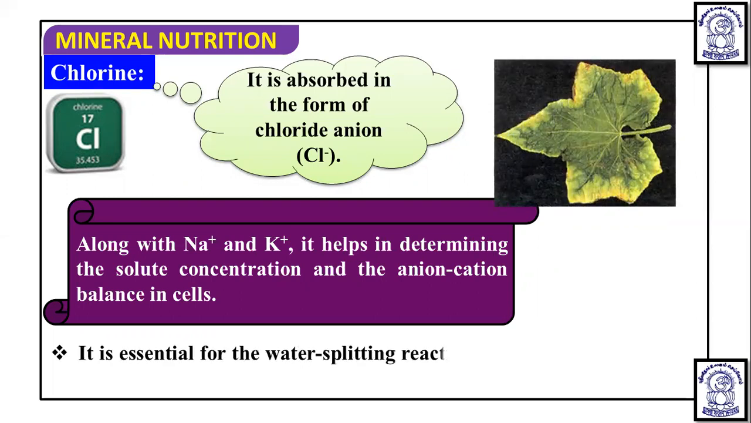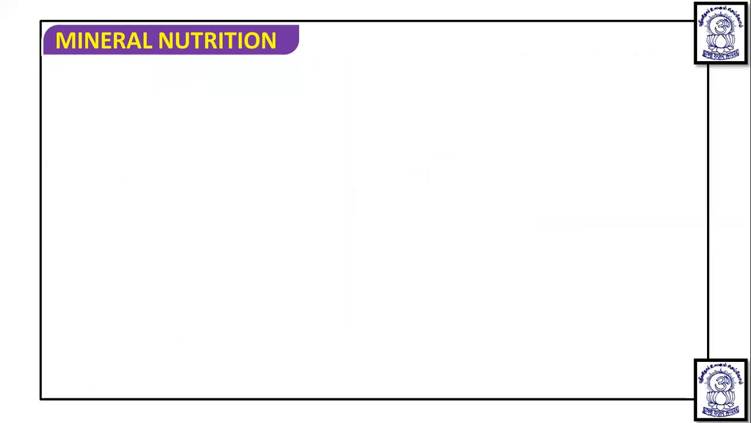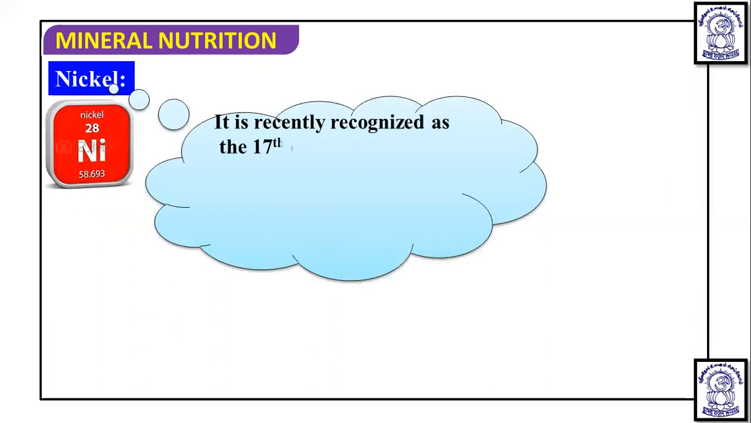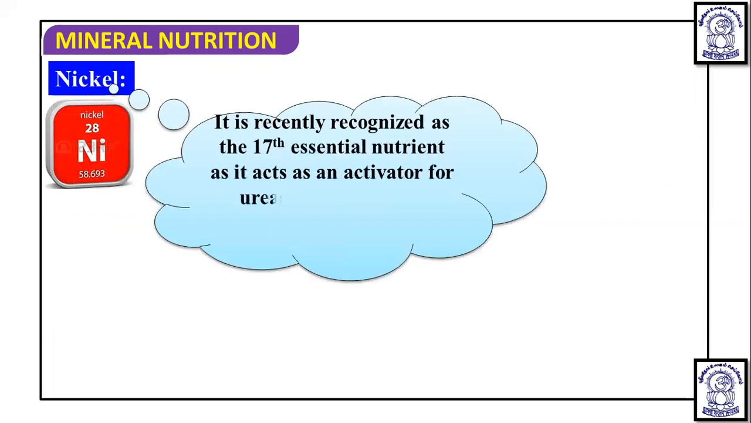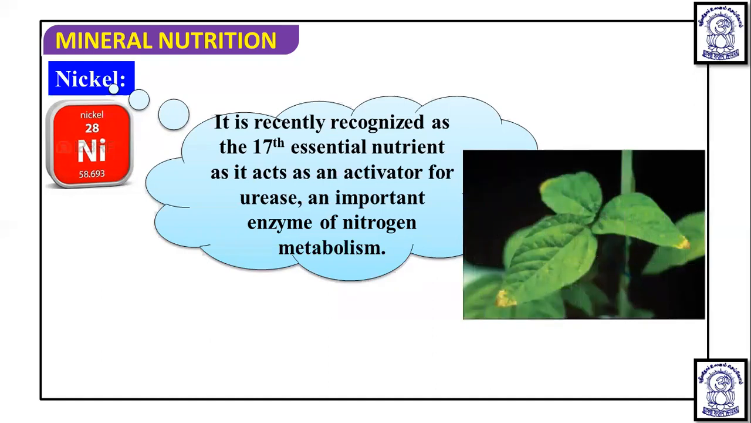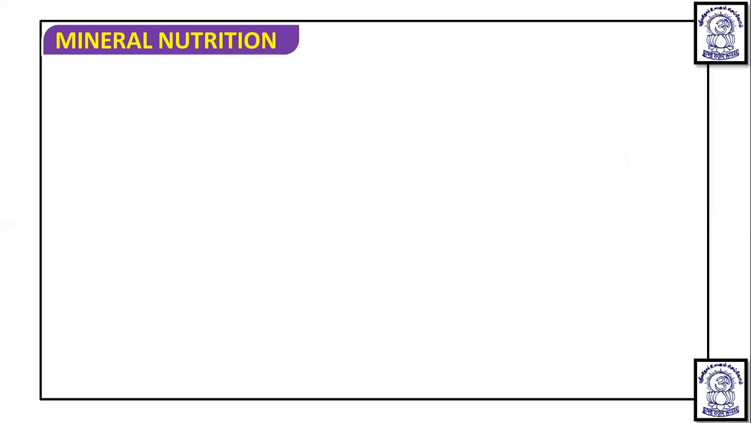And it is essential for the water splitting, that is photolysis of water in photosynthesis, a reaction that leads to oxygen evolution. Okay. Now after this, the next one is nickel. If we talk about nickel, it is recently recognized as the 17th essential element and it acts as an activator for several enzymes. Important one, that is urease, an important enzyme of nitrogen metabolism. And here this urease splits urea in the plant body to obtain nitrogen. Okay, so it is found to induce disease resistance in some plants also.